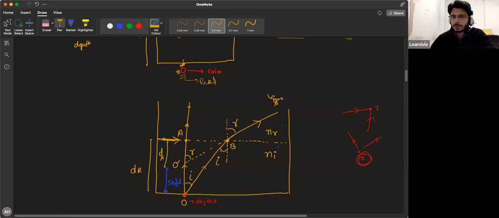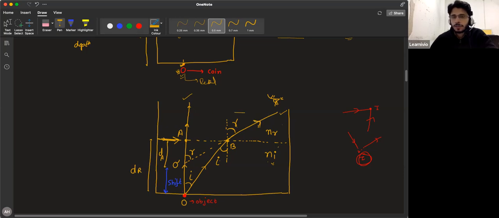This is the refraction. See, this ray is coming, incident over this point B. This is the interface. This is the incident medium, which is water. This is the refracted medium, which is air. So your ray is traveling from denser to rarer. When it travels from denser to rarer, it bends away from the normal. And this is the angle of refraction. So this is one ray. This is another ray. These are the two rays which are coming from the coin after refraction.